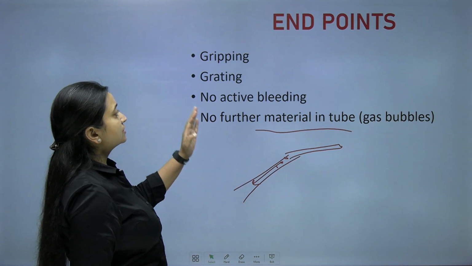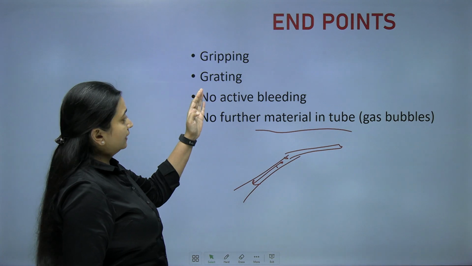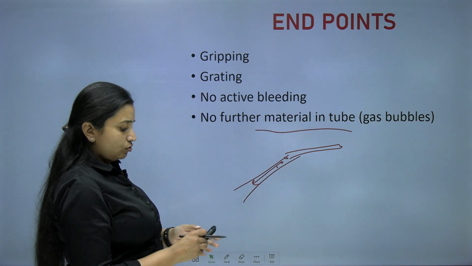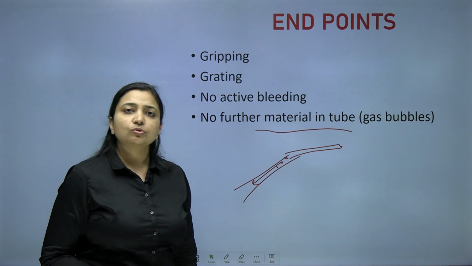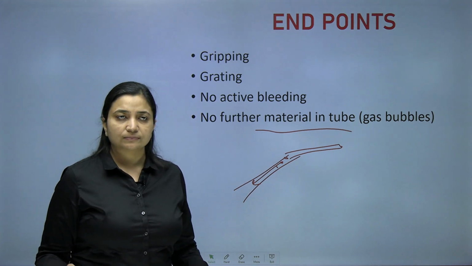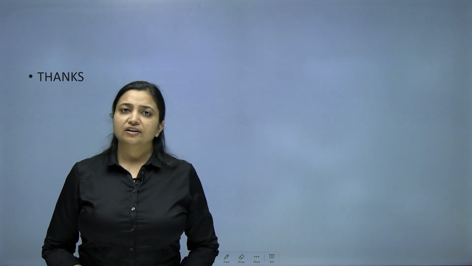So these 4 things: gripping, grating, no active bleeding and no further material in the tube. You know that you are through your procedure. So I hope I am clear with the procedures of both dilatation and evacuation and dilatation and curettage.